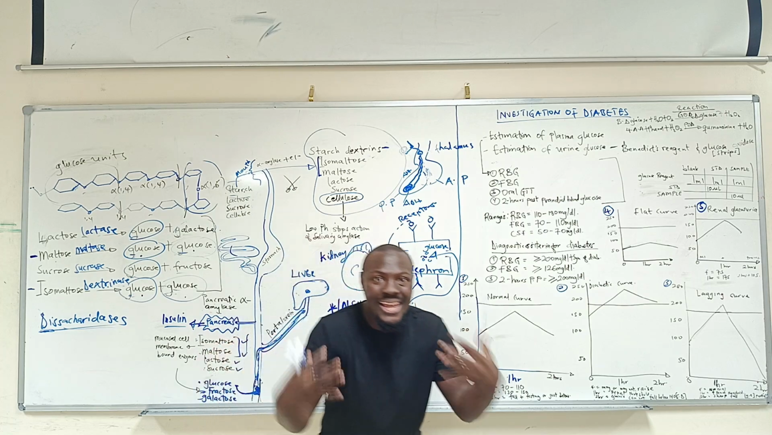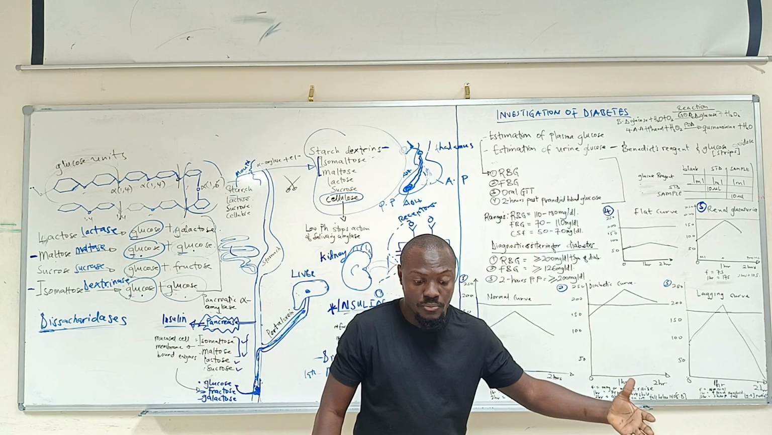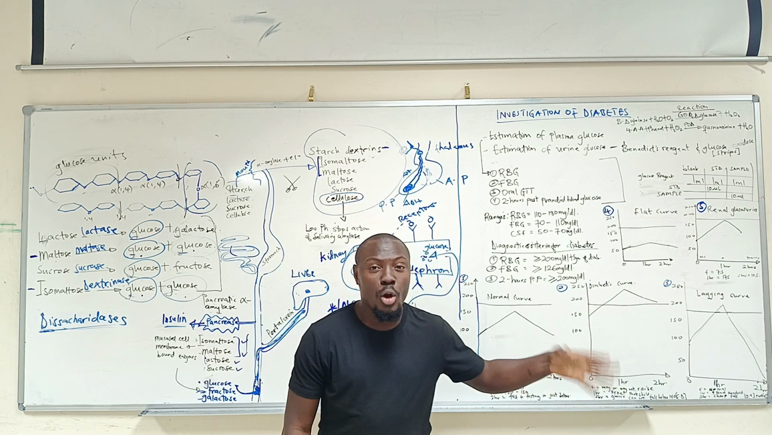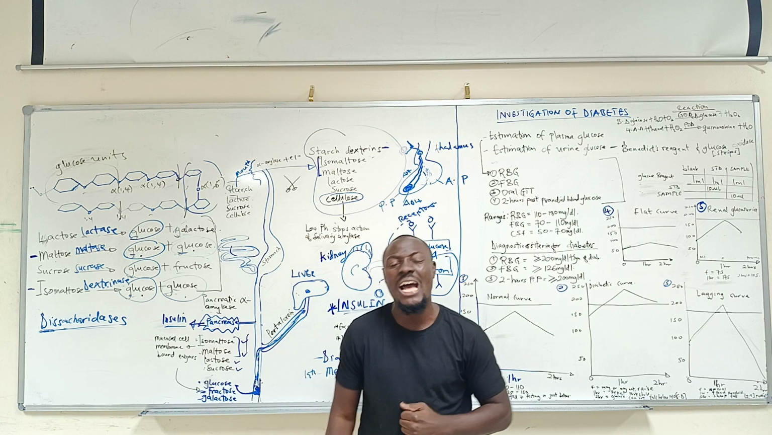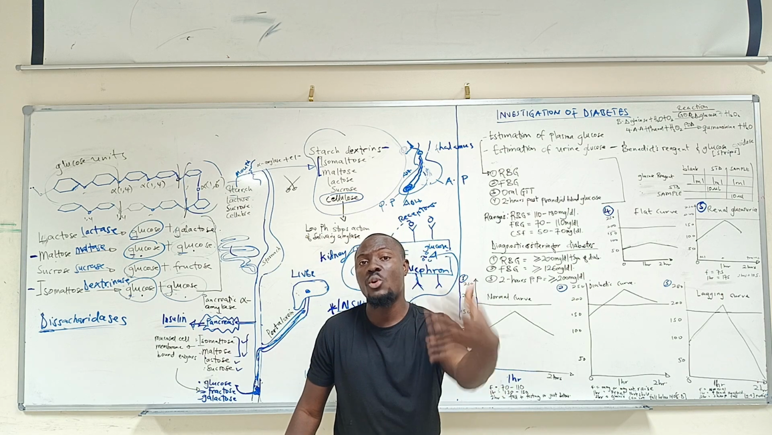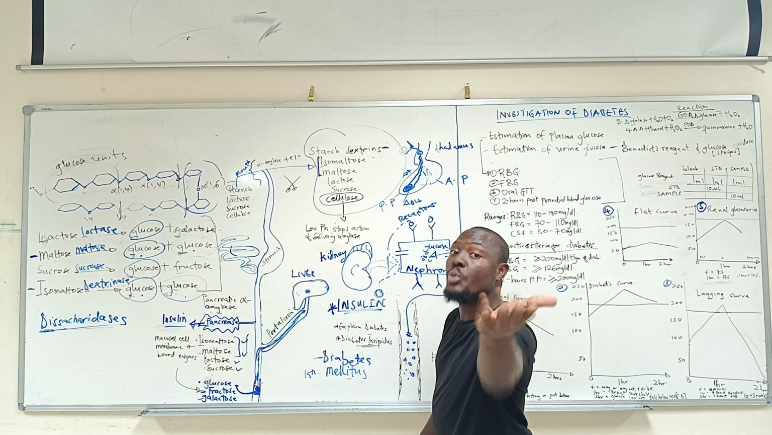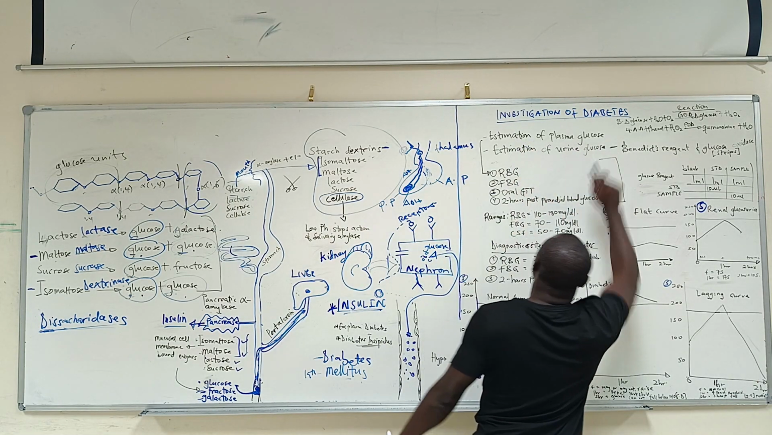Now, here comes the most important part. When you get to the hospital and then we take your blood sample, your urine sample, or whatever, then how exactly do we investigate you for diabetes? How do we know that this patient is suffering from diabetes? Because now we know diabetes means you have high blood sugar. Now, how do we do that inside the lab? Now, this brings us to the investigation of diabetes.